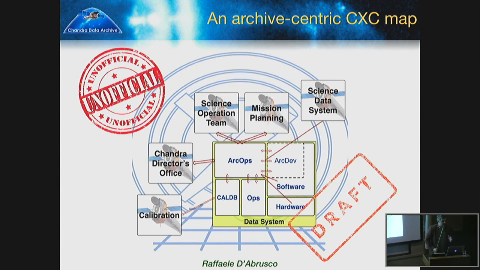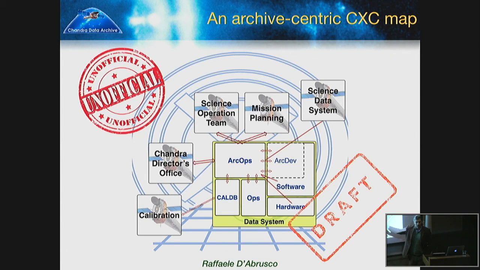So what I really understood is that it's actually an ARCOPS-centric SSCX map. So please, I apologize to all the other groups that I didn't mention, because I didn't happen to think that their operations were so relevant for the ARCOPS operation, but it's just a way to show how I thought of the ARCOPS. I thought that the ARCOPS is a member of the data system group, and we work in very close connection with the ARCTEC, which is a member of the software team, and with hardware, operations, and the CalDB groups.